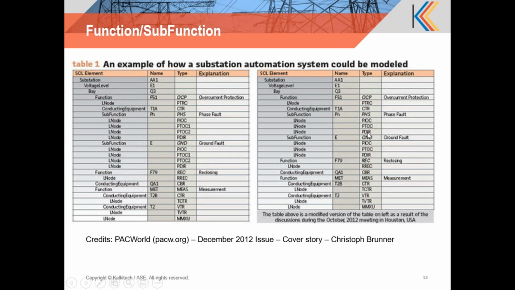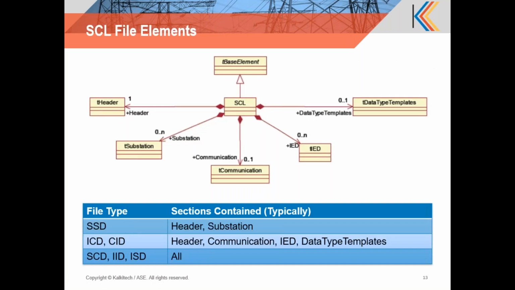So here you have PIOC, PTOC, and PDIR, which are specified as instances for the phase fault subfunction of the overcurrent protection function. And you have the same logical node types, PIOC, PTOC, PDIR, as different instances specified for the ground fault subfunction of the function. So this is one way to provide more context to the system. Sadly, the names of these functions and subfunctions are not really standardized. So as of now, this is not entirely useful, but it still is a step in the right direction.